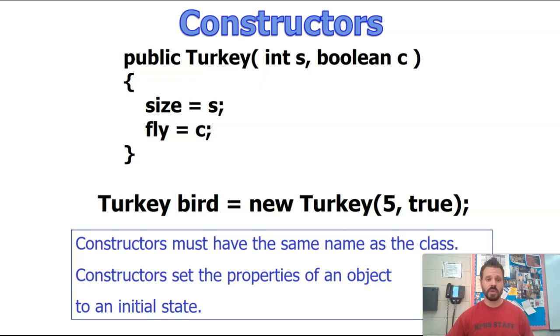The way the constructor will be called is, if we want to make a Turkey object, we'll say we're making something of Turkey type, and this would be in a different class, in the runner class. We'll give it a reference name, such as bird. We'll say equals new, and then we call the Turkey constructor, Turkey, with the parameters 5 and true passed in to set those instance variables to their initial state.